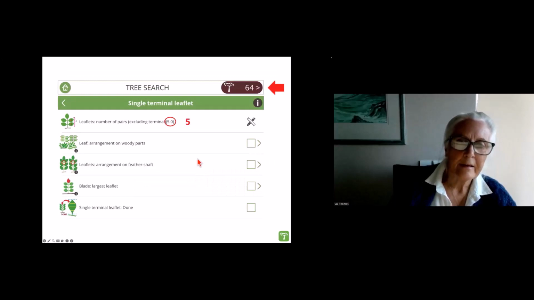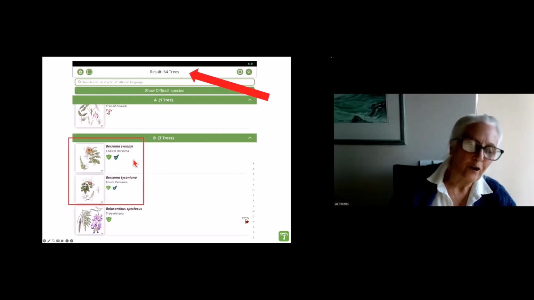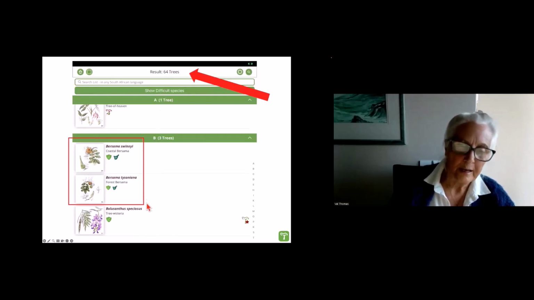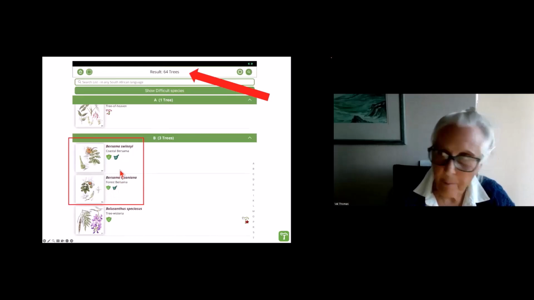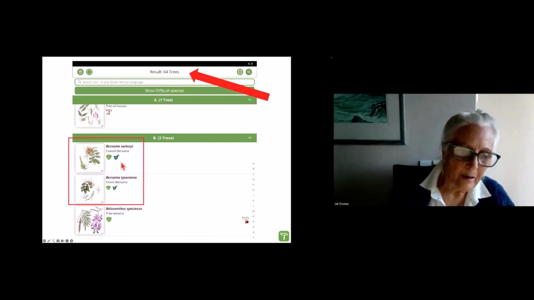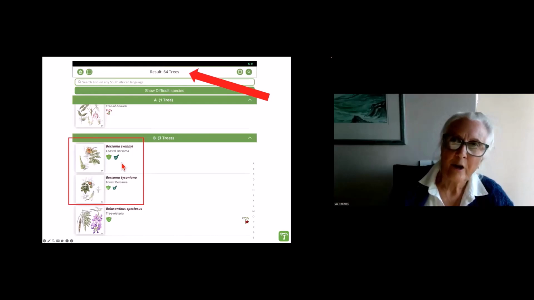When we entered that, it very cleverly tells you what you've entered. When you go back to your single terminal, it reminds you that you've done 5, so you can't get lost. And then when we have a look, if you remember just now, there were 3 basamas, and now we've gone down to 64 trees, and there are only 2 basamas left. So when I looked up in the information, the other basama, which was glossy basama, is only 1 to 4 pairs of leaflets. So it got dropped when we entered 5.